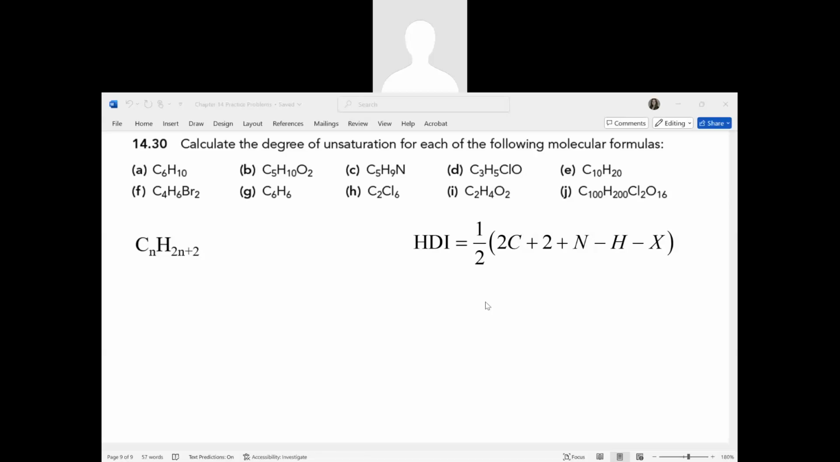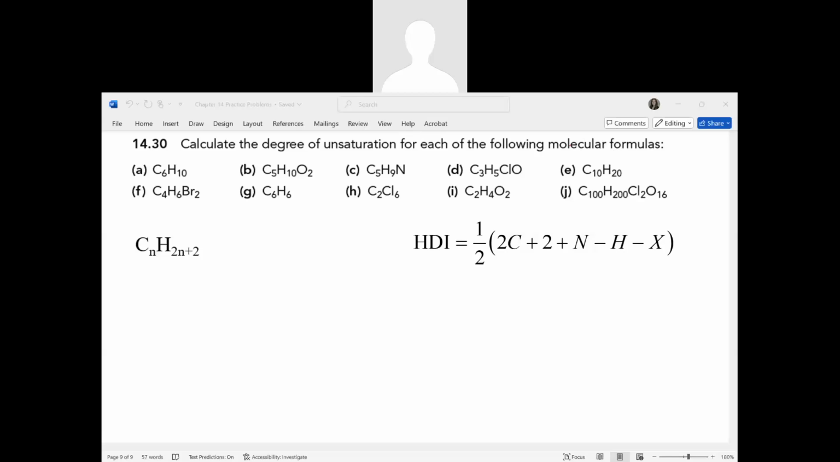In problem 30 from chapter 14, we are given 10 compounds, and we're asked to calculate the degree of unsaturation for each of these molecules. I've given us two helpful hints here, two bits of information: one an equation, and the other a reminder of the generalized formula of a saturated compound.